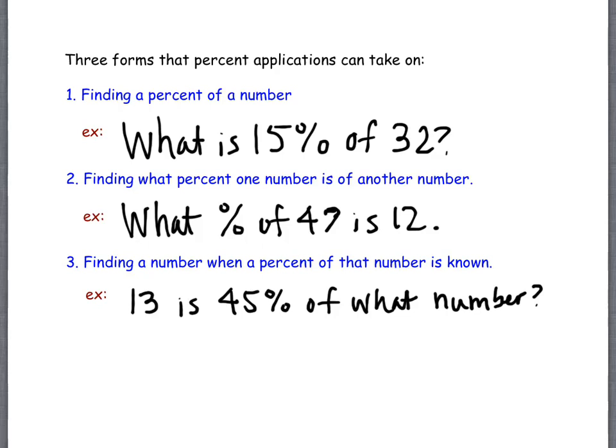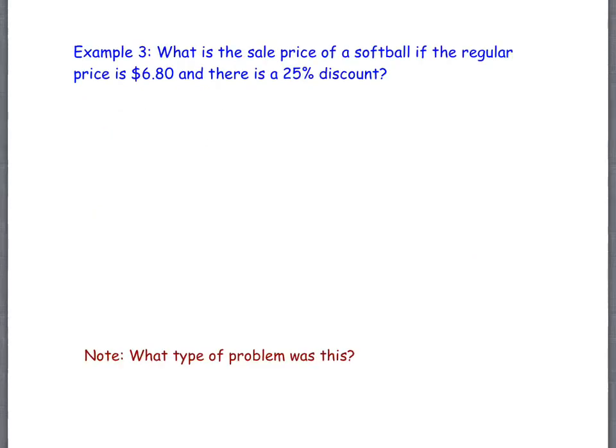All right, so what we're going to do is we're going to do some examples. And as we do the examples, we're going to identify which type of problem it is. Okay, is it the first type of problem, the second type, or the third type? All right, so the first question says, what is the sale price of a softball if the regular price is $6.80 and there is a 25% discount? Now here's the cool thing with these problems. These are problems that are going to be set up with proportions. So you already know that your basic form looks like this.